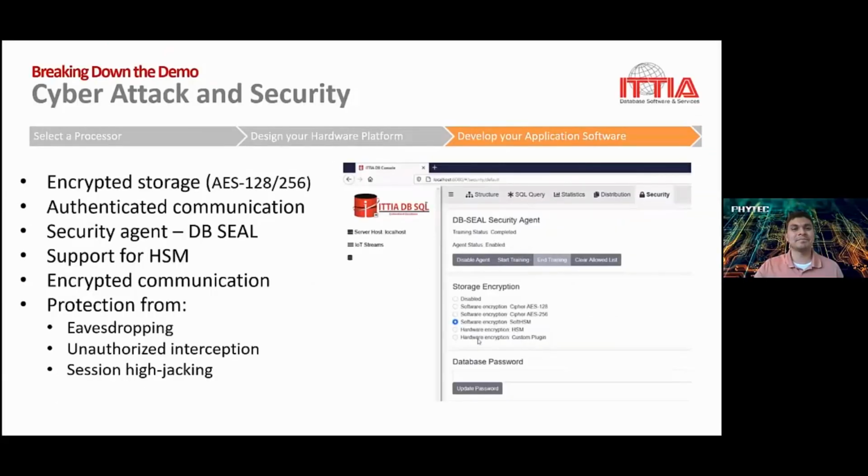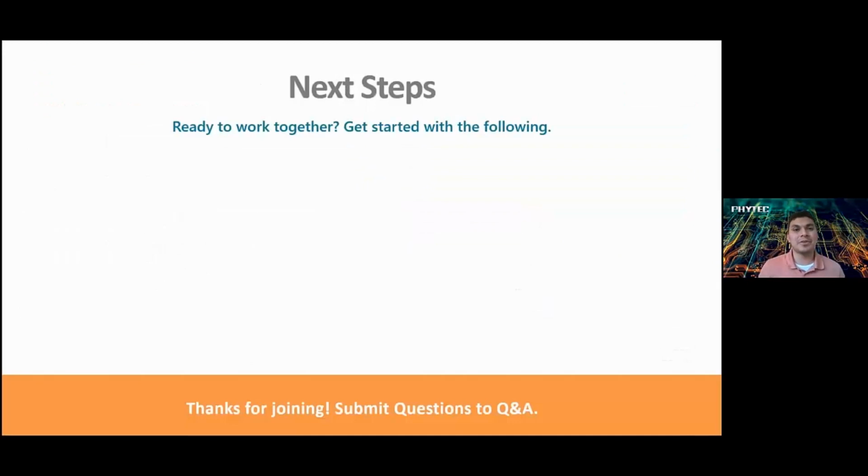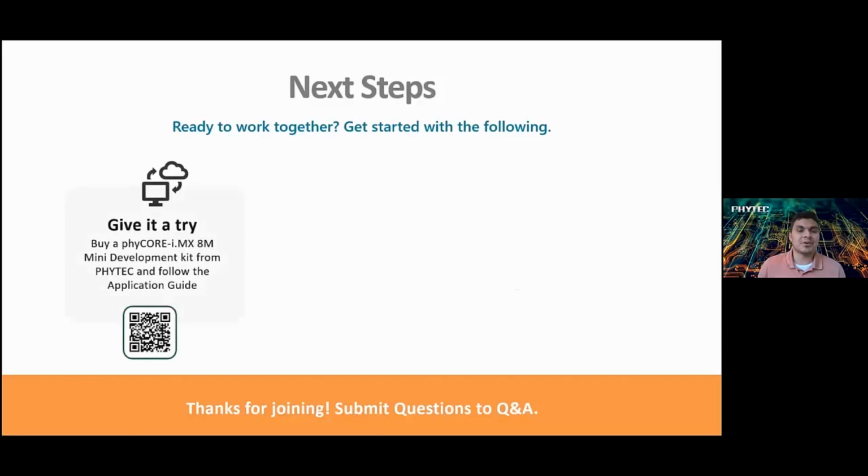Thanks, Hassan. Now, how do you get started with your industrial automation project? First off, you can give it a try. You can buy a phyBOARD i.MX 8M Mini kit through the PHYTEC website. You can also access the application guide, which shows you exactly how to replicate this factory data management demo that we just showcased.